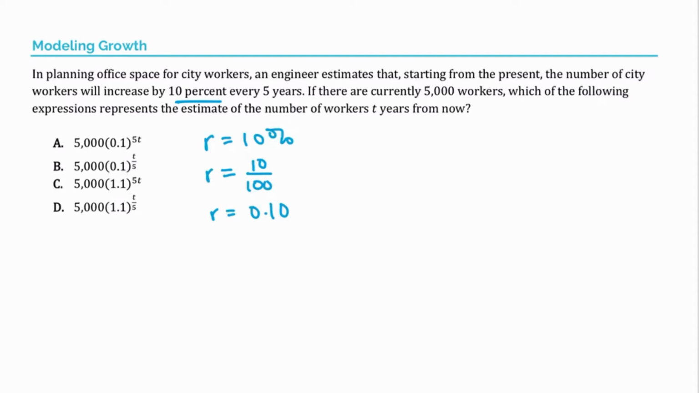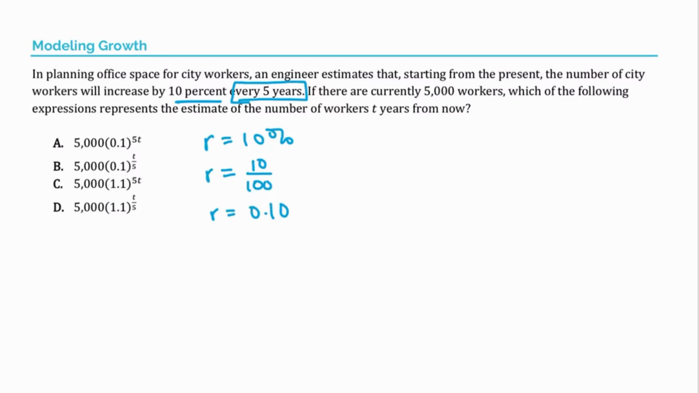Okay, so we figured out what R is. It's going to increase by 10% every 5 years. Now that's key, okay? It's not happening once per year. It's not happening twice per year. It's actually only happening every 5 years, which means that after 5 years, it's happened once. After 10 years, it's happened twice. After 15 years, it's happened 3 times, right? So it's only happening every 5 years. That's going to be really, really important.